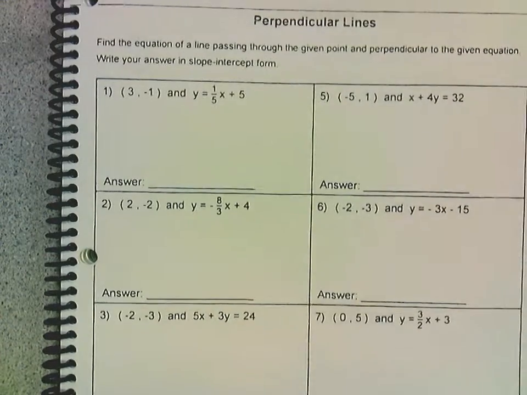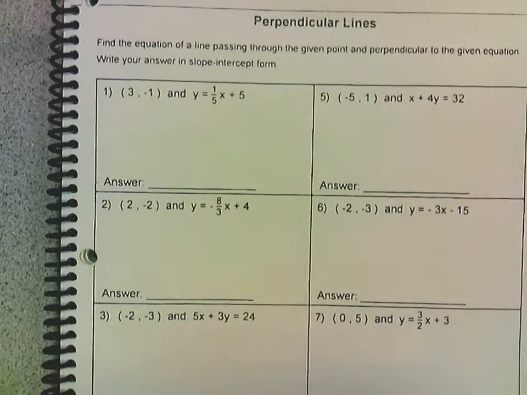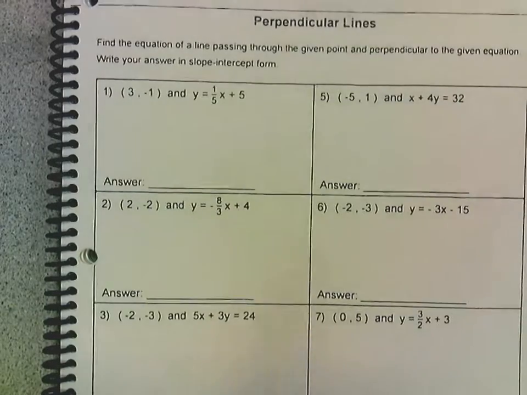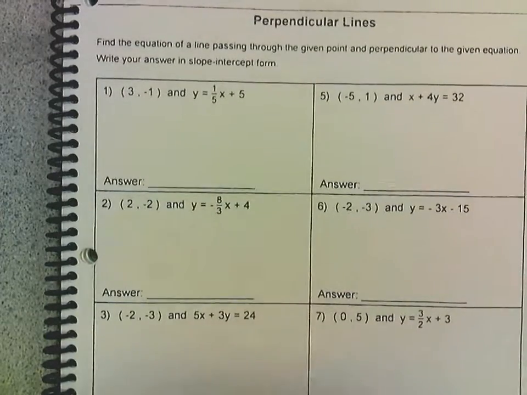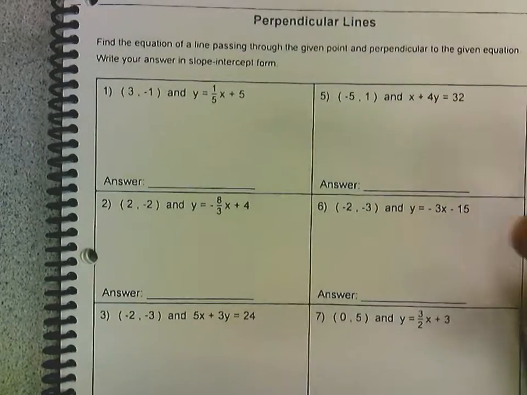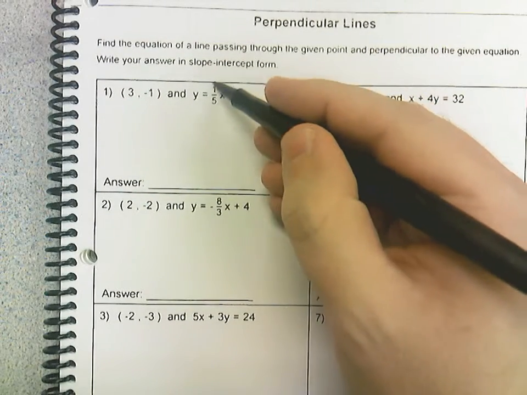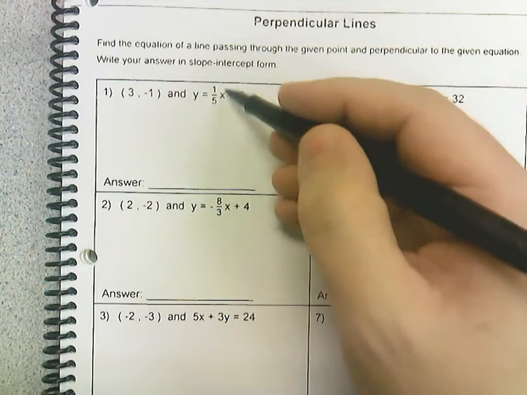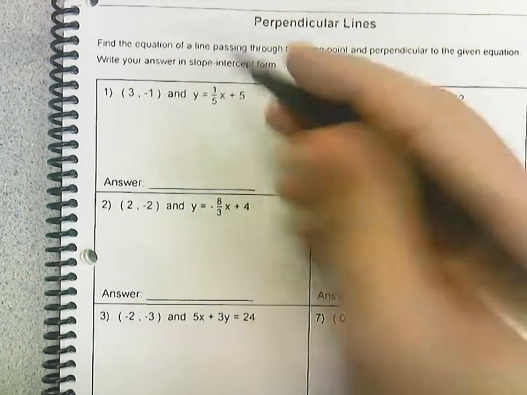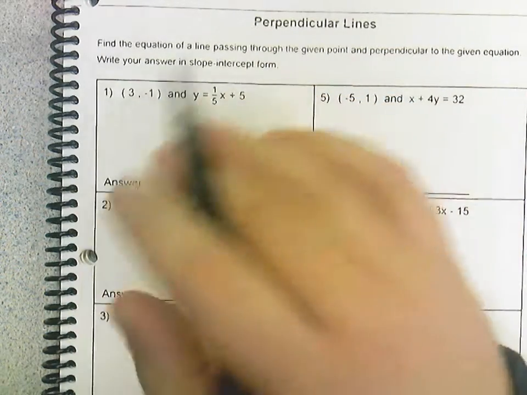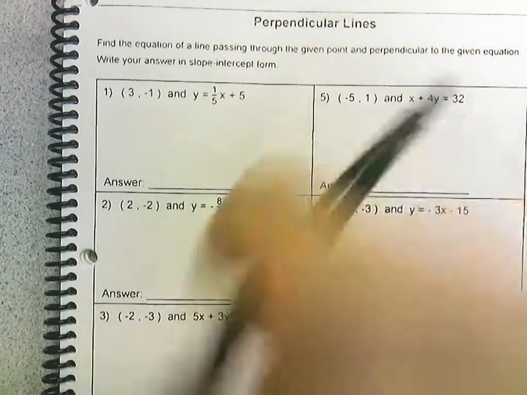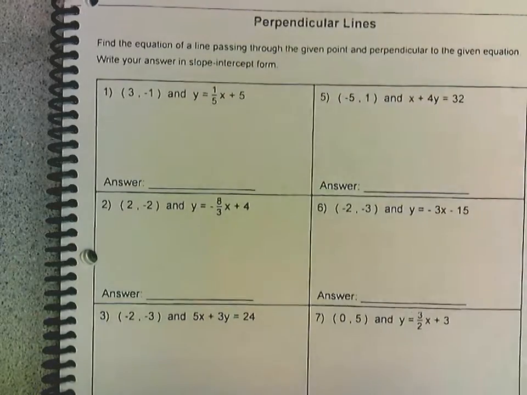All right, today we're going to be talking about perpendicular equations through a point. So with perpendicular equations, again, we have to do something to the slope to make it perpendicular. So if this is my original equation, my original slope is 1 over 5. So to make it perpendicular, I have to flip the fraction and then change the sign.